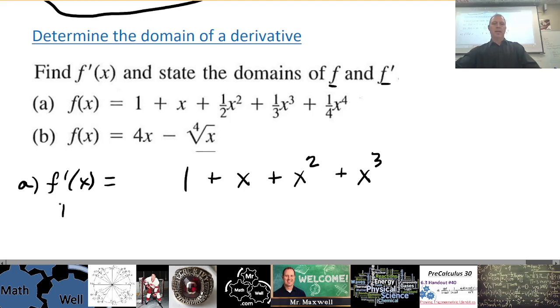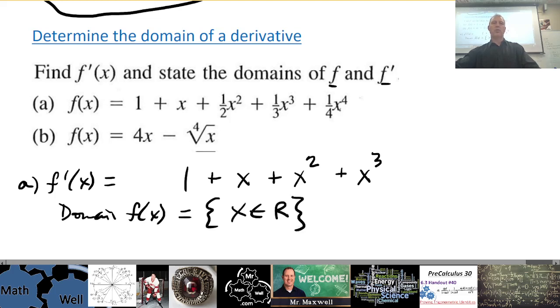Okay? Domain of f of x. That's going to be x is all real numbers. It's just a straight polynomial. There's no restrictions. X is not in the denominator, we don't have to worry about it being 0. X is not under a radical sign. We don't have a fractional exponent here, so I don't have to worry about that. So it's just all real numbers. What about the derivative? Take a look at this. Is this just a straight polynomial as well? Any restrictions that you see there? That's going to be all real numbers too.